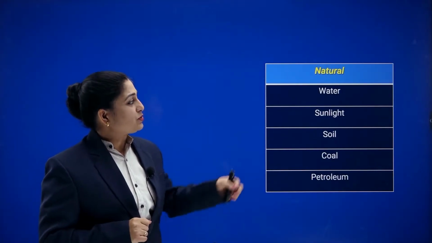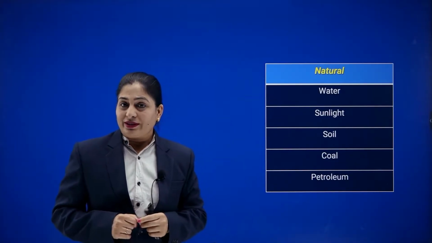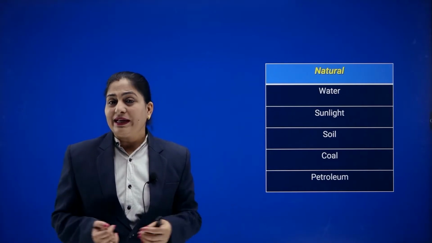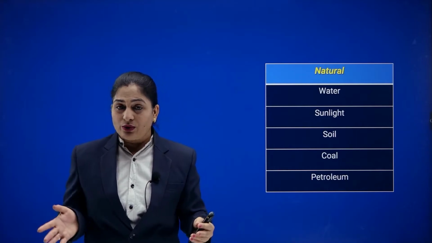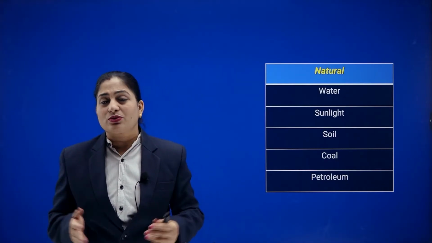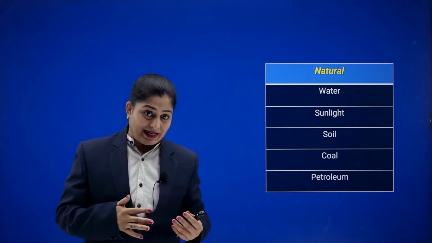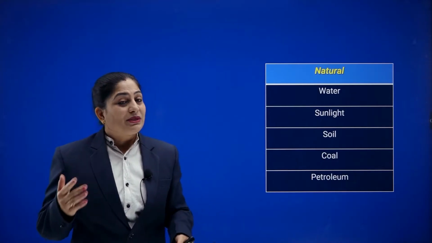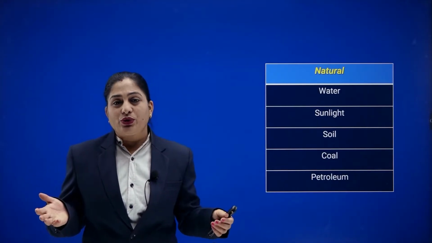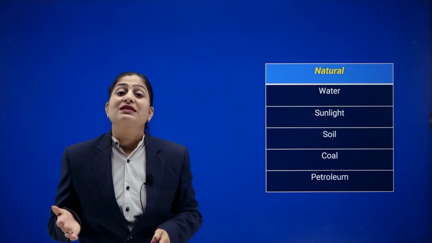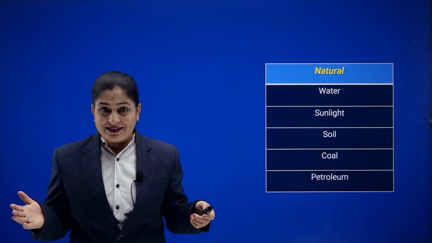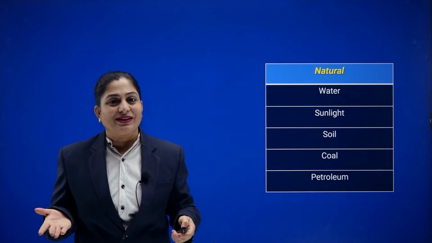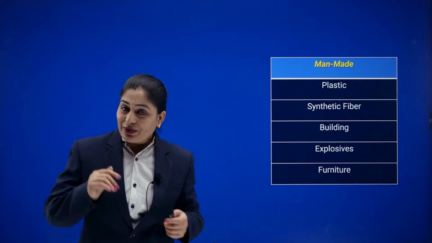In natural resources, we talk about water. Yes, we know that water is available in nature. Among natural substances, we'll talk about sunlight. You all know that the sun is the ultimate source of energy and we get sunlight from nature. Similarly, soil, coal, petroleum, all these are substances which are found in nature. So we can say that yes, these materials are natural. Natural means found in nature.